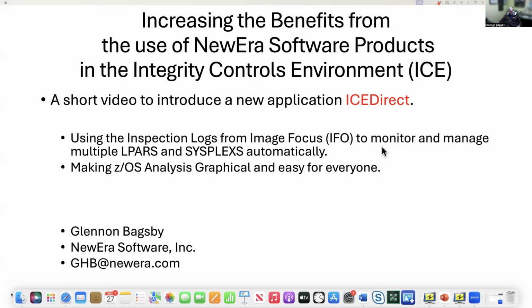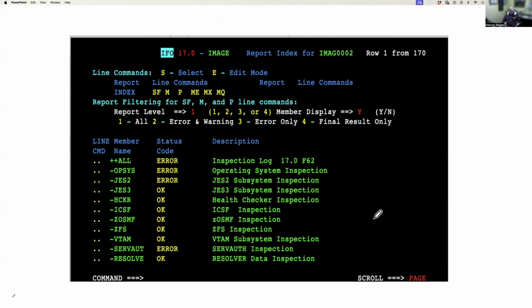So what we have with Image Focus is the ability to run what we call an inspection. It is an analysis of the IPL and the startup structure, or if you prefer, the boot of a z/OS LPAR. It looks at the construction of that, all the elements that would be called during the IPL of that particular LPAR, as well as its most critical subsystems, JES, VTAM, TCP/IP, and all of its subcomponents. It also optionally can include the startup of your CICS regions. So this gives us the ability to analyze that and understand what we have.